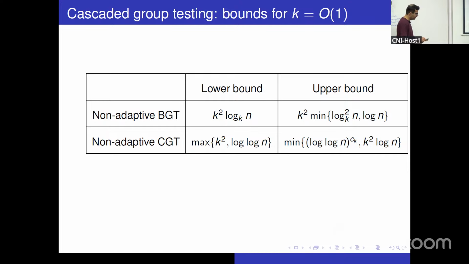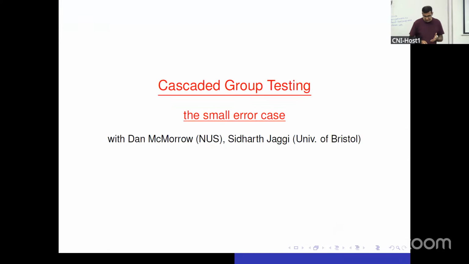Okay, so this was something we did before. We've now recently been working on a generalization of this problem to the small error case. What I talked about so far was the zero error case, where I want to recover all the defectives completely.